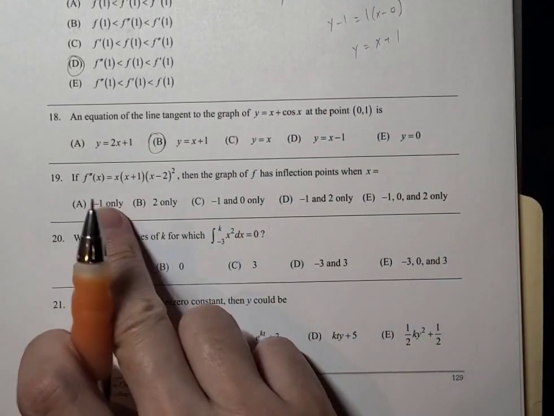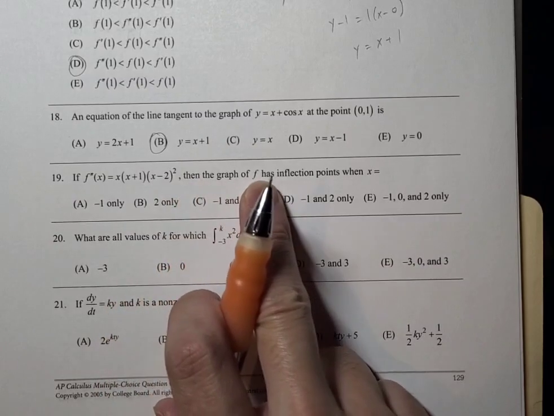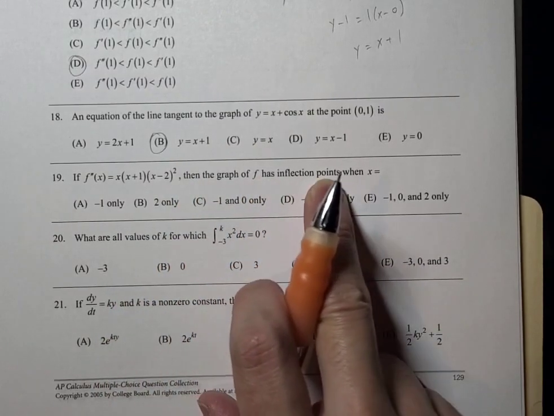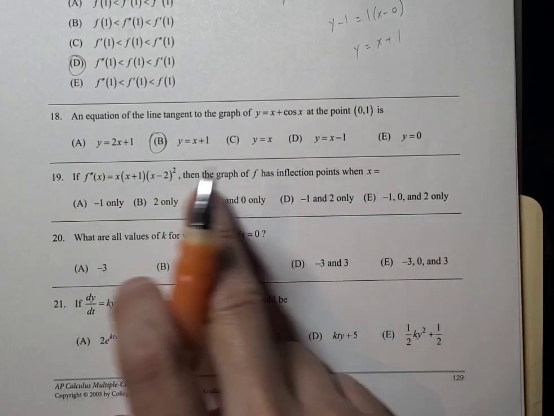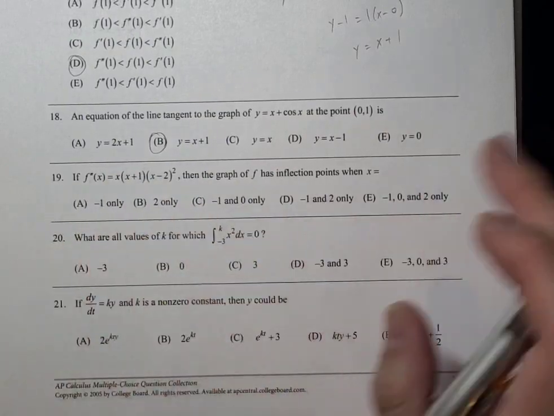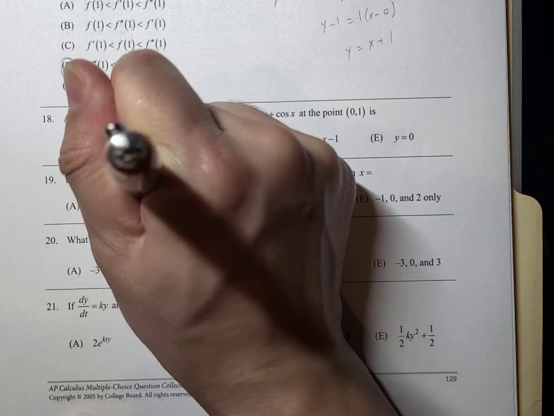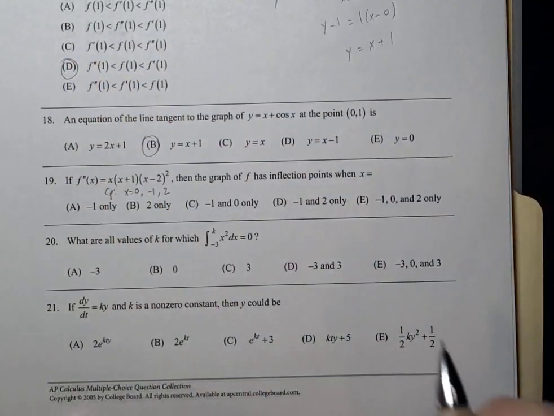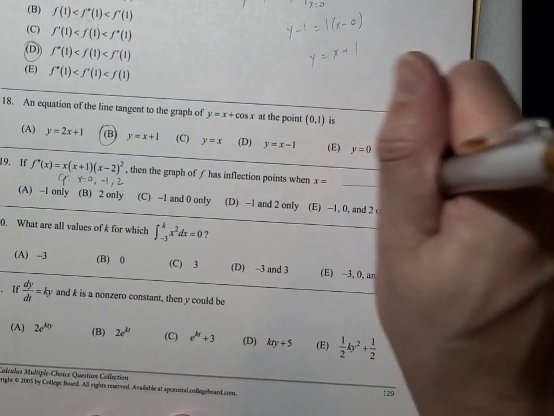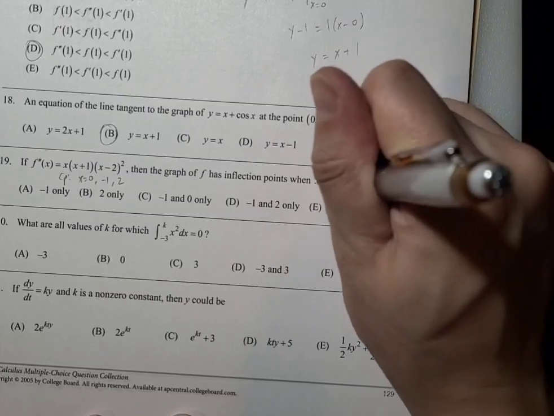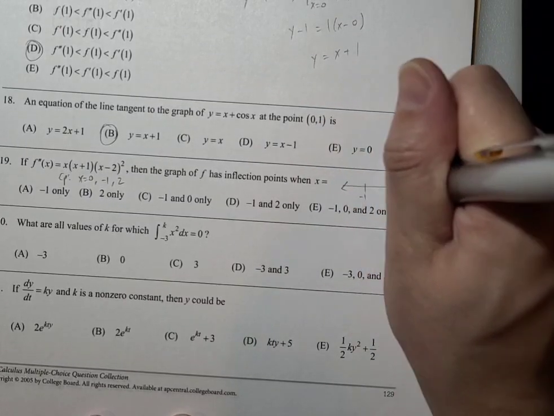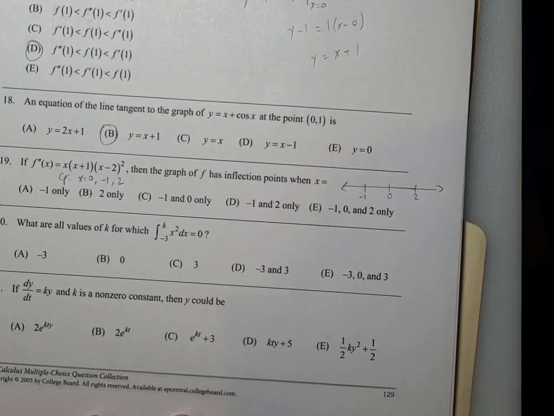F double prime is this guy. Then the graph of f has inflection points when x is equal to what? So we have to do the second derivative test. They gave us the second derivative, and we know the critical points are x is 0, negative 1, and 2. Okay, so let me just squeeze it in over here. So negative 1, 0, and 2.